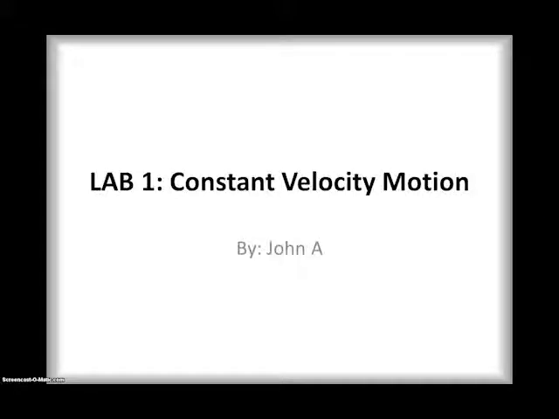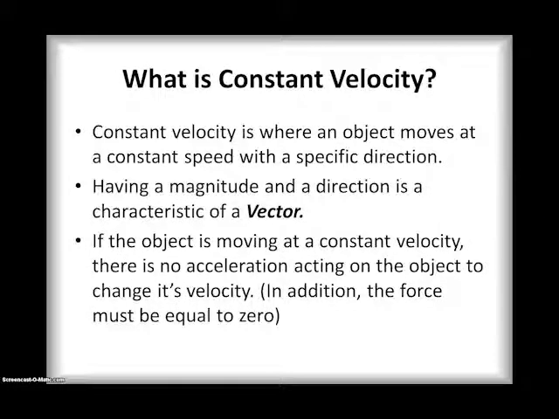Here's my constant velocity motion lab. Let's get started. Constant velocity is where an object moves at a constant speed with a specific direction. Since it has a magnitude and direction, it is a vector velocity, that is.